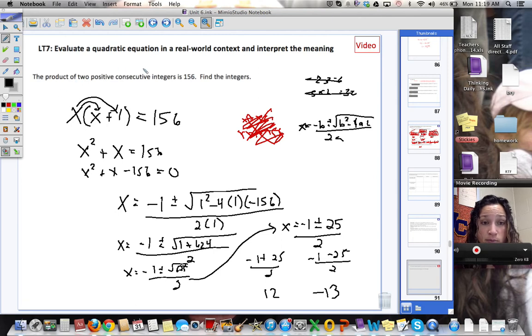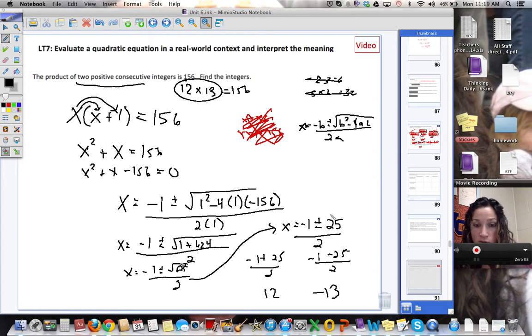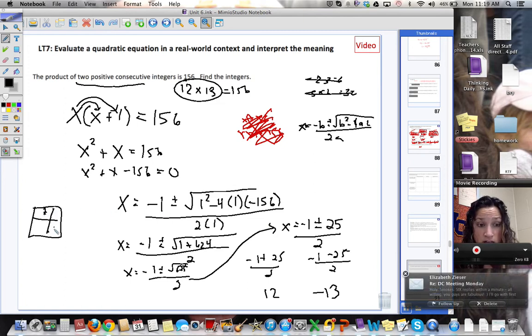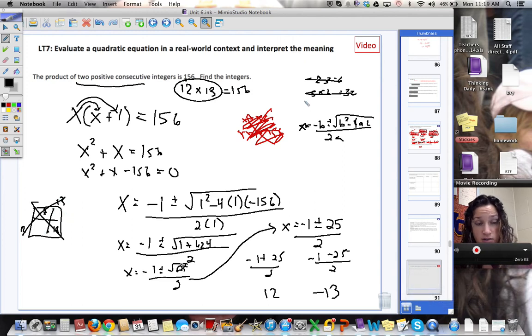But this problem says two positive consecutive integers. So what all that is telling me is that 12 times 13 gives me 156, and they're positive consecutive integers. Even though I get the negative root, what I'm looking for is two positive consecutive integers. So my answers are 12 and 13, and I used the quadratic to find that. You could have easily done x squared plus x minus 156 and gotten 13 and 12 by factoring, but I didn't know right off the top of my head that 12 and 13 worked. That's why I didn't use that.